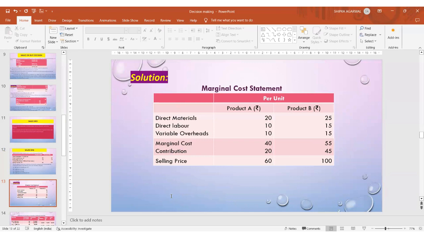Now, first of all, we need to prepare a marginal cost statement in this case. That means, again, you need to proceed with the contribution. So I start with my marginal costing, or you can say variable costing. I start with direct material and direct labor for A and B, and then variable overheads. So my variable cost for A is 40 and for B is 55. Selling price for A is 60 and for B is 100. So ultimately my contribution for A is 60 minus 40, that is 20. And for B, it will be 100 selling price minus variable cost 55, that is 45.